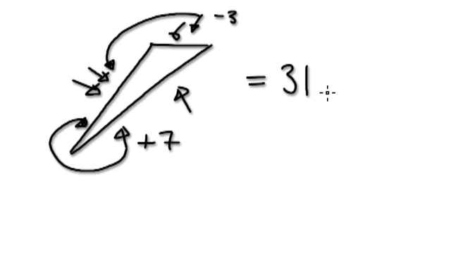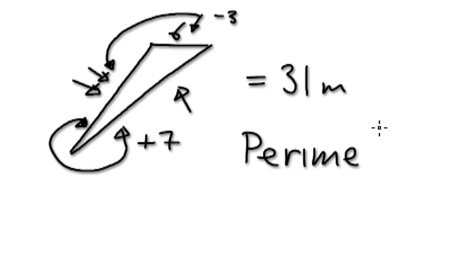So basically this long length here is 7 meters longer than this length here, and this length here is 3 meters shorter than this length here. And the perimeter is 31 meters. The word perimeter means the distance around something.